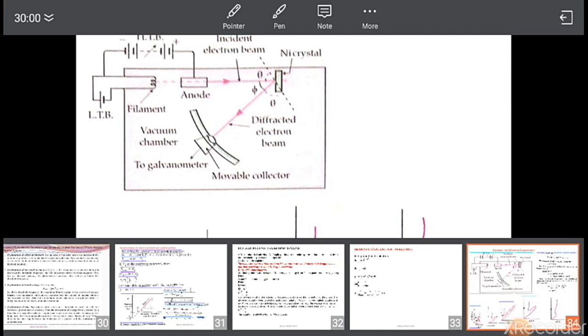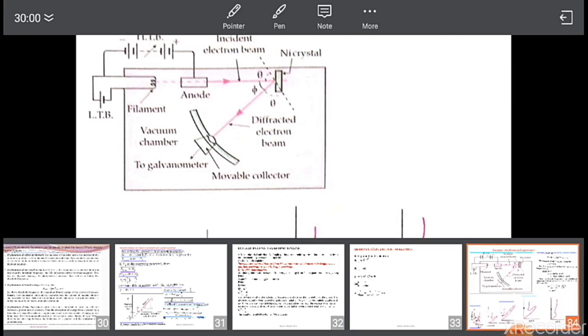Now we are talking about the Davisson and Germer experiment. Davisson and Germer performed an experiment to study the wave nature of the electron. For that they used an apparatus which consists of an electron gun. That electron gun consists of a filament which emits the electrons basically. By applying a variable potential across the cathode and anode of that gun, we get a beam of electrons basically.